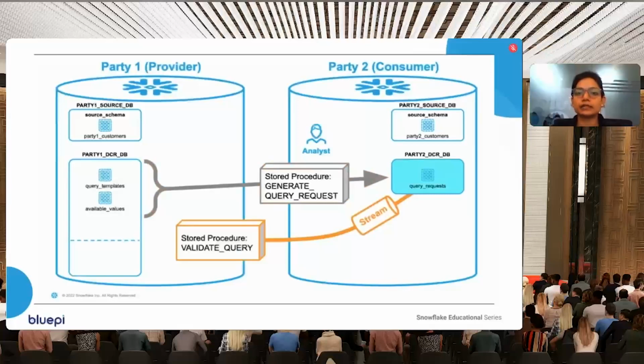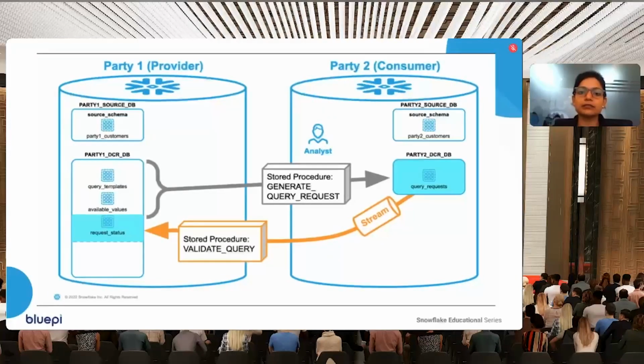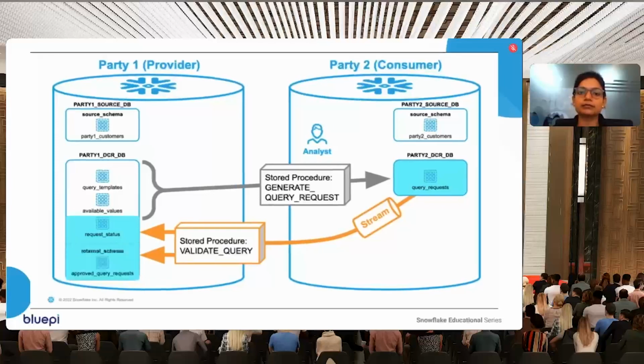Now, using Snowflake streams, the publisher's stored procedure, namely validate query, will run for this query. It will join query templates and available values table to form a fully formed query and then validate it. If denied, its status and error message will be written in party 1's request status table. If approved, it inserts a fully formed query into the approved queries table. It will also insert a record into the request status table, denoting the status of the request.